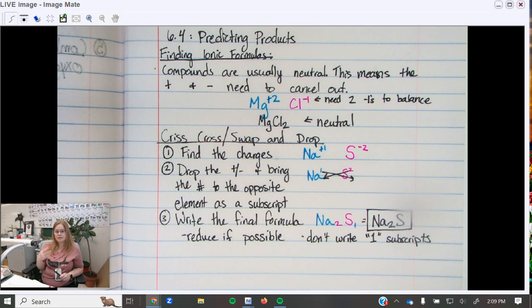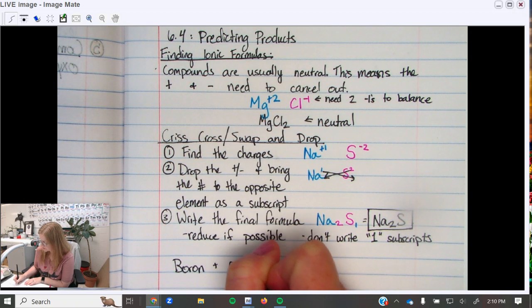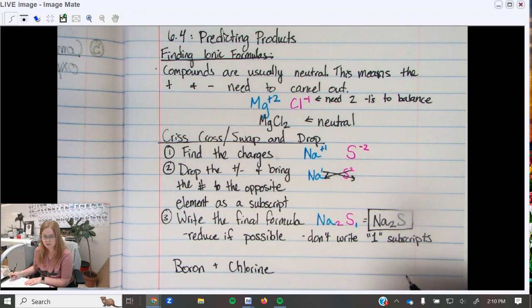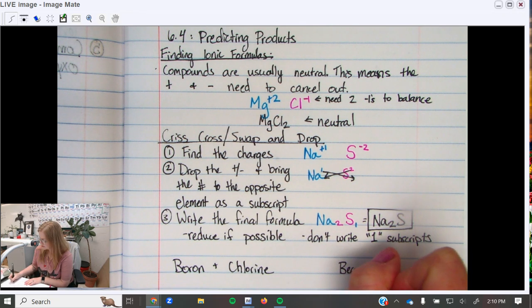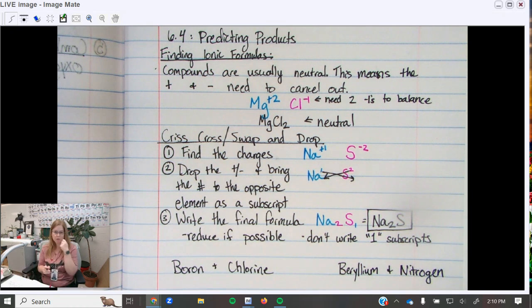This is a method that we use to come up with our ionic formulas. And so let's do 2 really quick practices. So I would like you to find the formulas for boron and chlorine, if they made an element or a molecule, and then beryllium and nitrogen. So pause the video, find those quickly, and then come back to the video and we will go over the answers and move on.